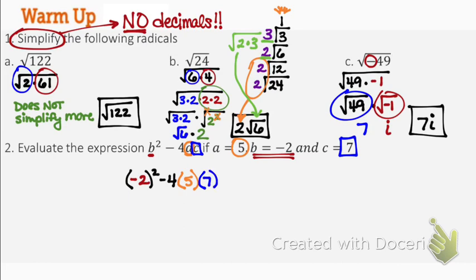Be careful here. Negative 2 squared. What is that? Negative 2 squared. Positive 4. So I have 4 minus, and now I need to multiply these pieces together. 4 times 5 times 7. 140. What is 4 minus 140? Negative 136.